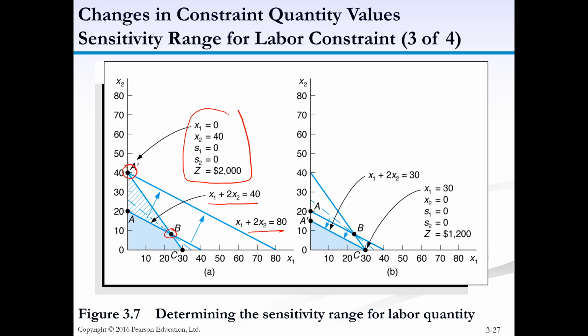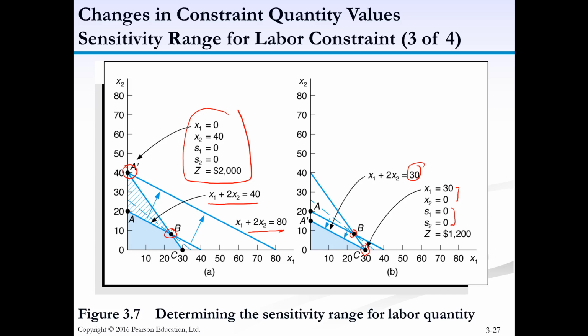That is the maximum we can change. On the other hand, when this constraint x1 plus 2x2 equal to 40 is decreased to 30, we can see that point B now moves to a new point C, and here we have x1 equal to 30, x2 equal to 0. Now one variable is 0 and another has a positive value, and the two slacks are again 0. So this is the minimum of the right hand side of the constraint.